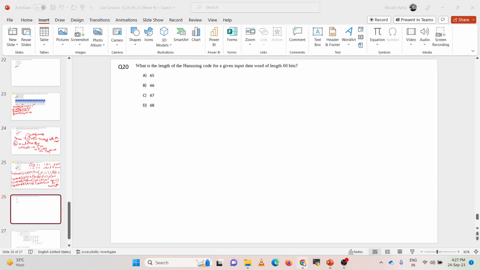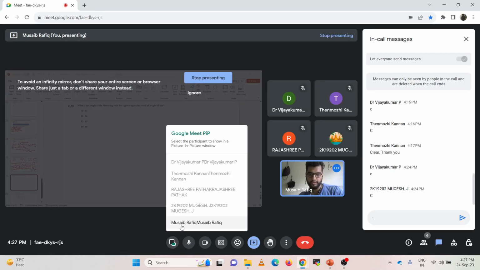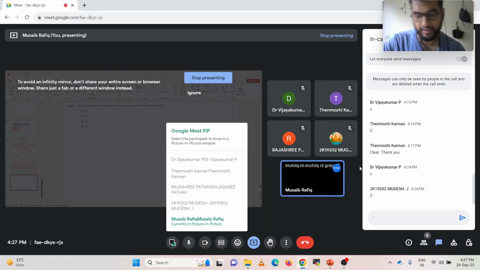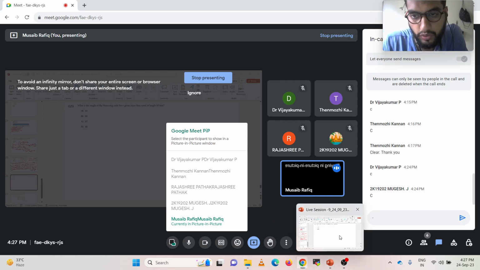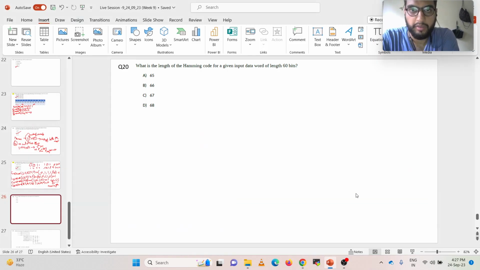So we have this question. Do it quickly. What is the length of the Hamming code for a given input data word of length 60 bits? So it should not take more than 30 seconds. What will be the length of the Hamming code for a data word of 60 bits?